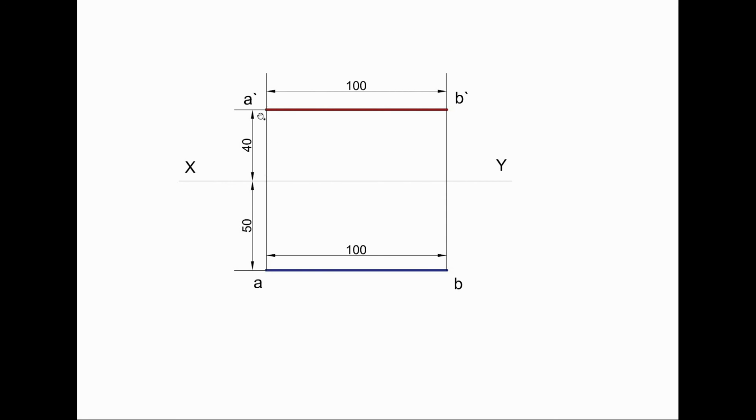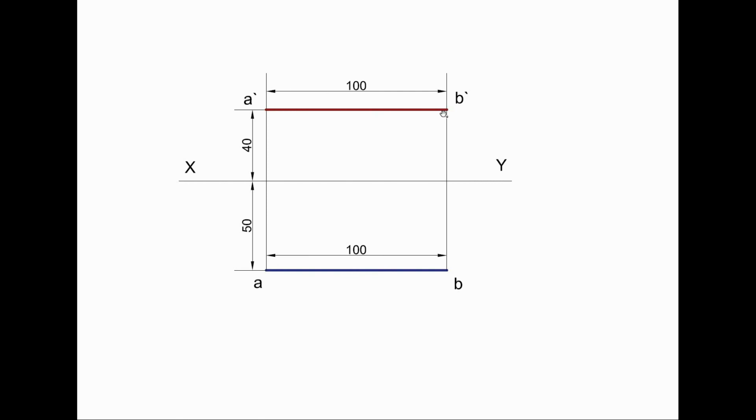Now the line is at a distance of 40 mm from HP, above HP in fact, and 50 mm in front of VP. As you can see, point A and point B both are at 40 mm away from XY line, above XY line. It means that it is parallel to HP. Similarly, A and B are both 50 mm in front of VP, means it is parallel to VP.